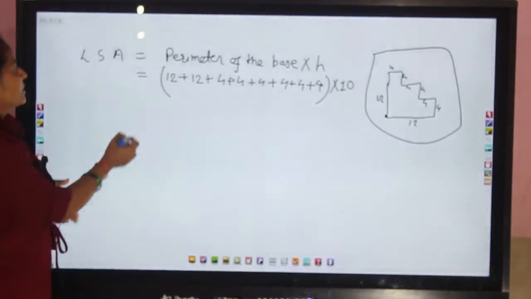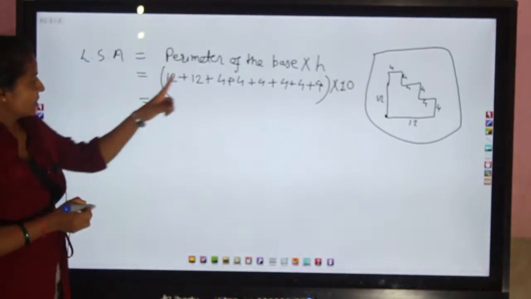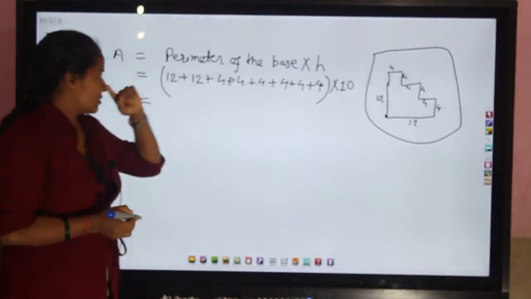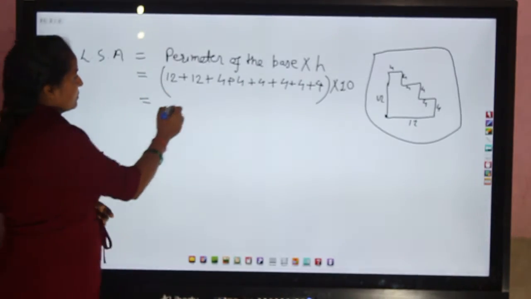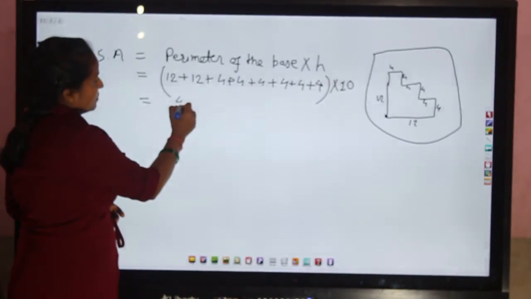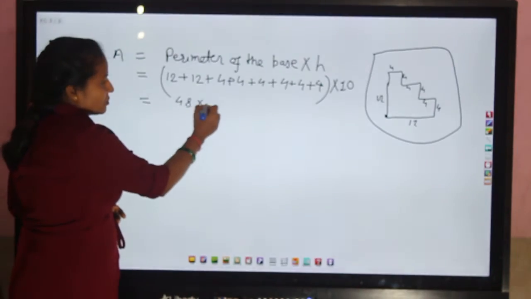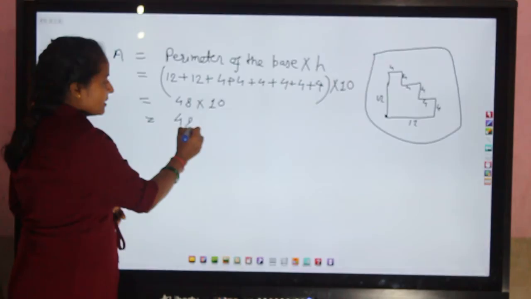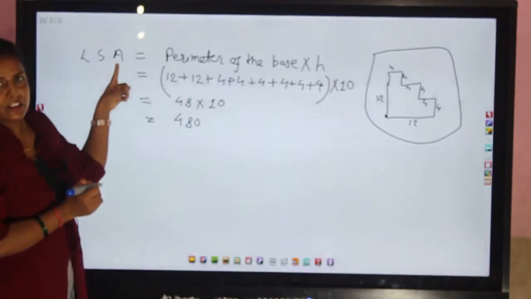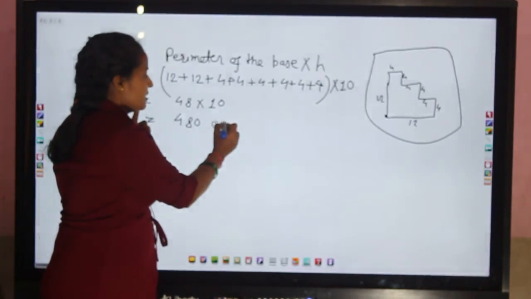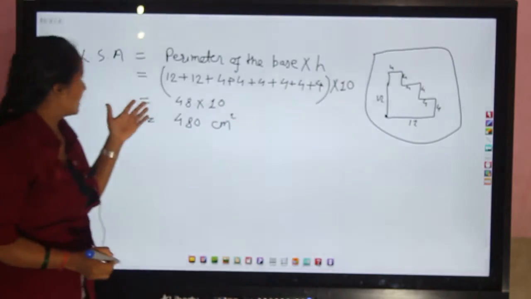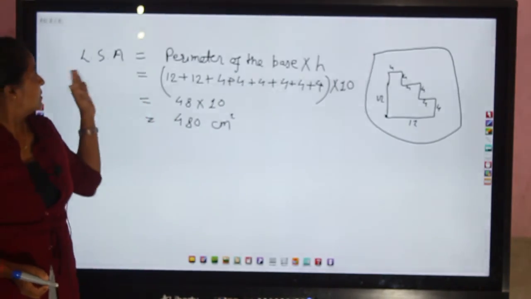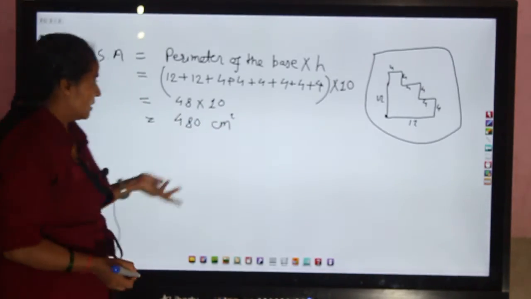Then we have to add here: 6 fours are 24, plus 24, 48, into 10, 480. Since it is area, write down your unit, centimeter square. Okay, we have found here the lateral surface area of the prism.